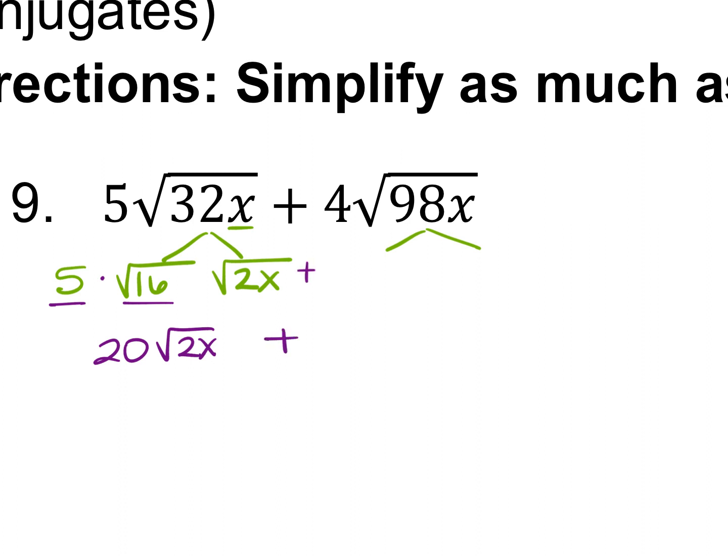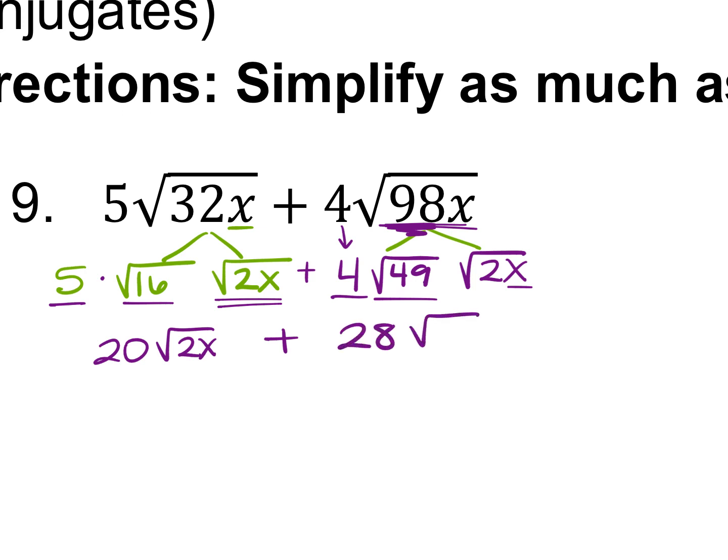Then we have plus, now come over here, you have this 4 out in front, and then perfect square and not perfect square. If you can't find it, remember what I said in class. We want this to be the same. So there's a good chance that is going here. So ask yourself, could I divide 98 by 2? I can. It's 49. And then don't forget you have the x there. So this is 4 times 7, or 28, and then root 2x.